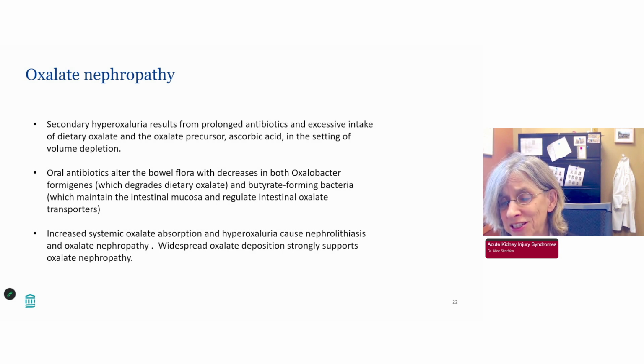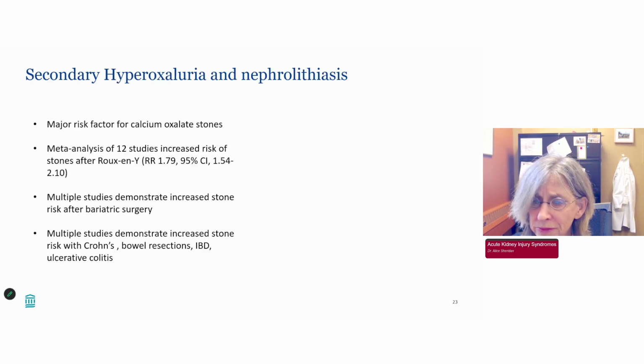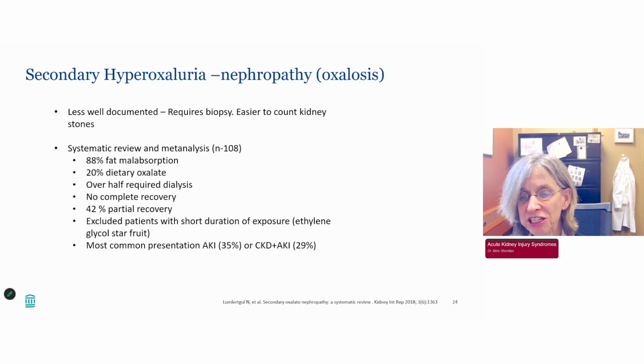Oral antibiotics alter the bowel flora with decreases in Oxalobacter formigenes, which degrades dietary oxalate, and butyrate-forming bacteria, which regulate the oxalate transporters. As a result, you get widespread oxalate absorption and hyperoxaluria that causes both stones and oxalate nephropathy. Most of the data are from nephrolithiasis. It's easier to count stones than do a kidney biopsy. Risks: Roux-en-Y, bariatric surgery, bowel disease.